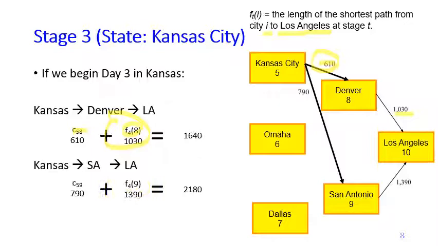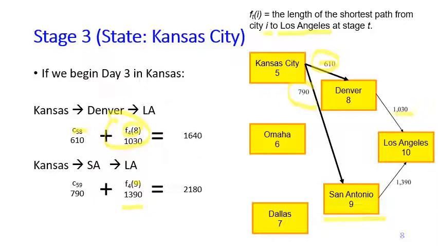Same here for the other option from Kansas City to Los Angeles. You need to add the distance from Kansas City to San Antonio, 790, plus F49, because F49 is the shortest distance at day 4 if we begin at city 9, San Antonio, which is 1,390.